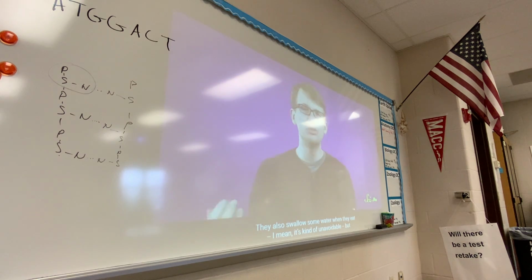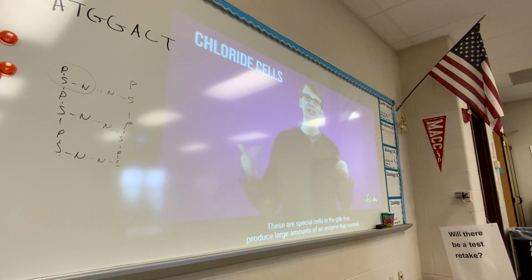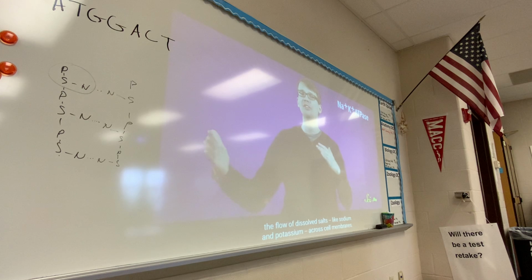They also swallow some water when they eat. It's kind of unavoidable, but they don't need to actively gulp down water. But in order to retain the balance of concentrations, the fish's tissues still need to have some salt in them. And that's where chloride cells come in. These are special cells in the gills that produce large amounts of an enzyme that controls the flow of dissolved salts like sodium and potassium across cell membranes.